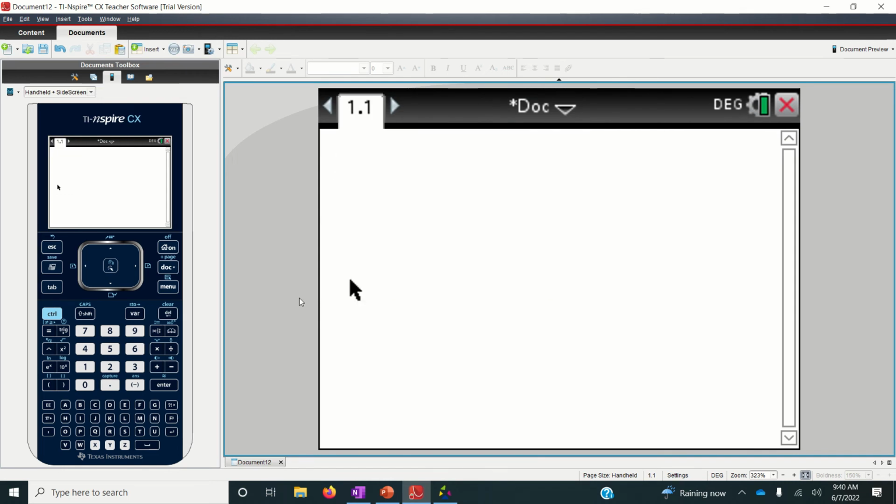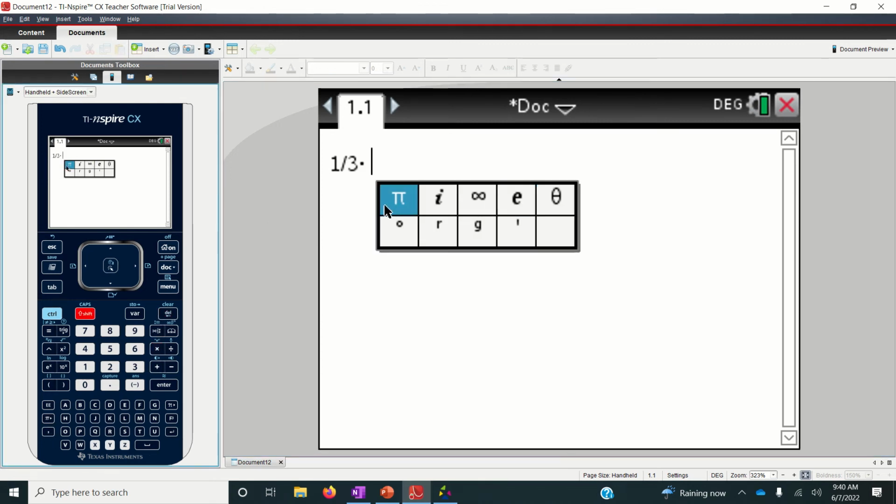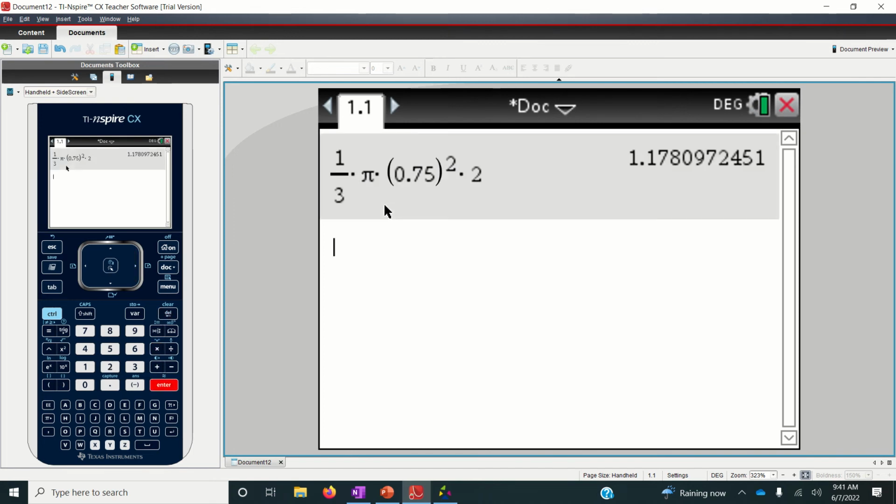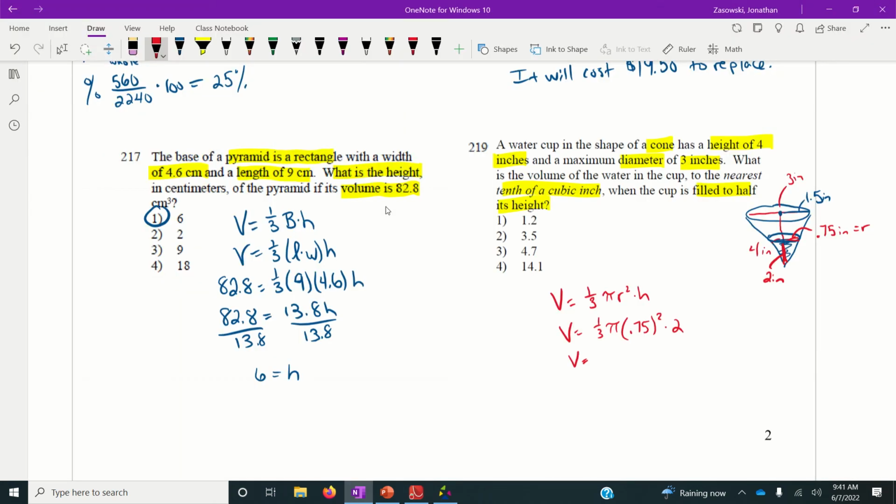All right, we're just going to do 1/3 times pi, times 0.75 squared times 2. Make sure you hit the right arrow to get out of the exponent spot. And we get 1.178.